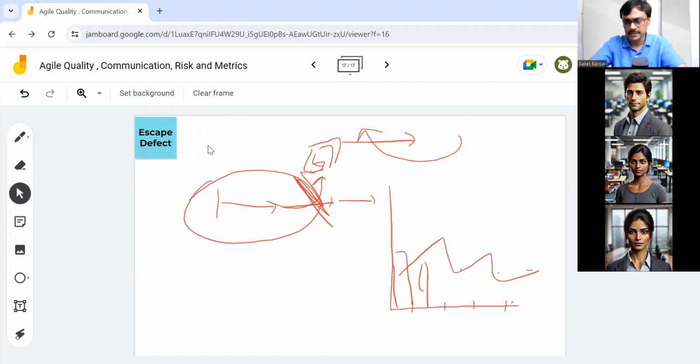Yeah, and you want to track it, see it, and that's one metric. It's a quality metric. It's rework. It shows the effectiveness of your quality processes.